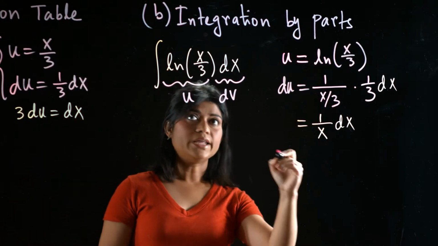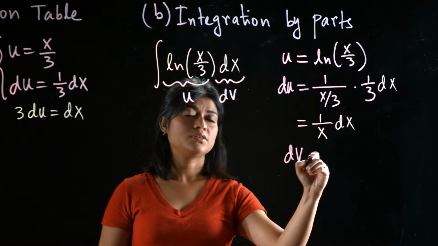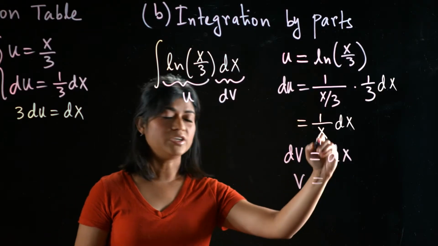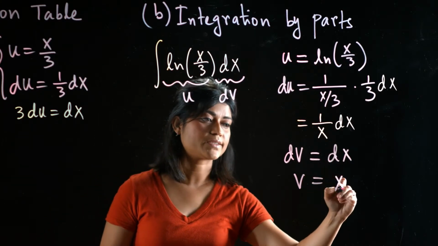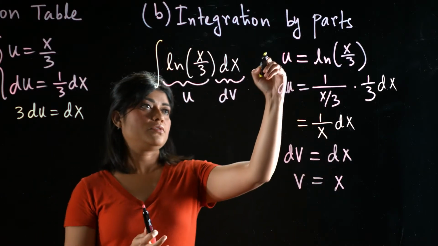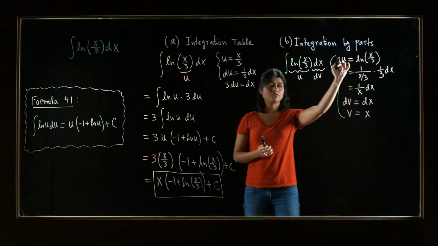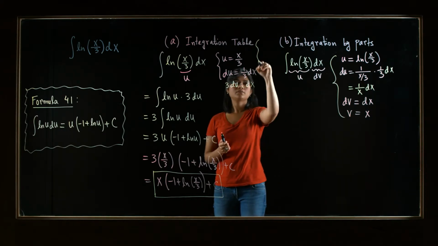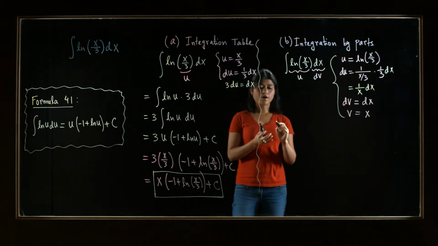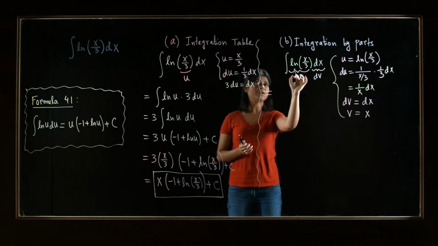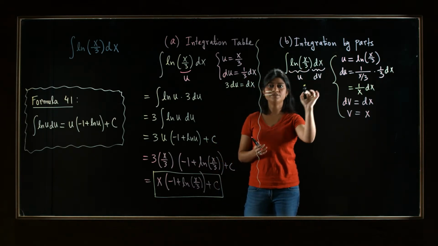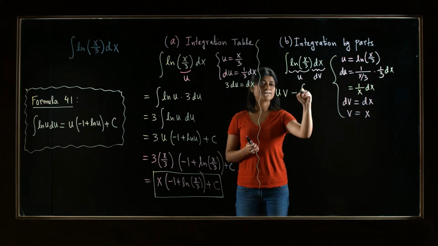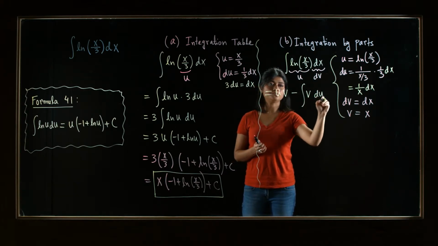Okay. Next, dv is just dx. So what is v? So if you integrate dx, what do you get? You get x. All right, so now we have all four, u, du, v, and dv. So let's apply integration by parts. And recall that if you have an integral of the form u times dv, by parts is equal to uv minus integral v times du.